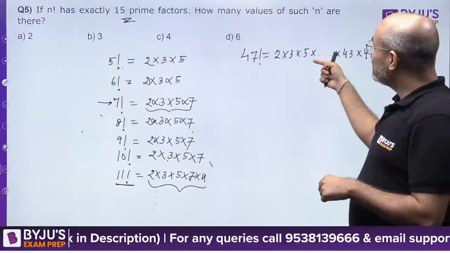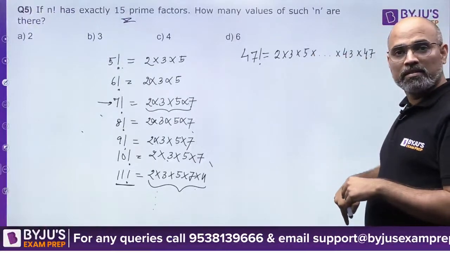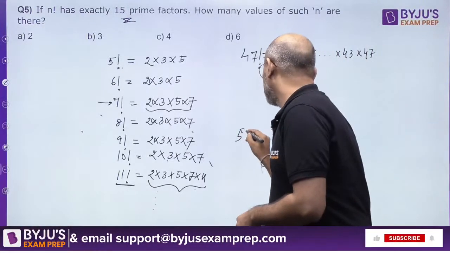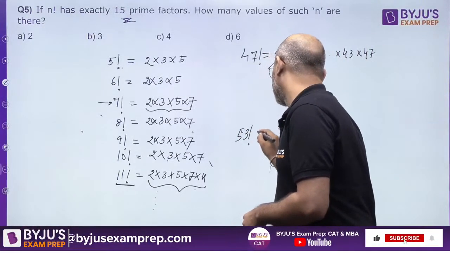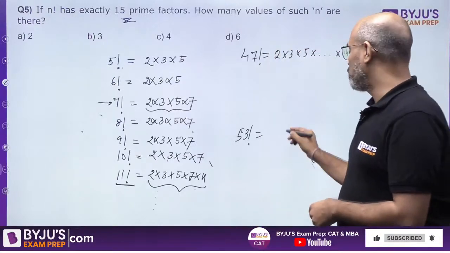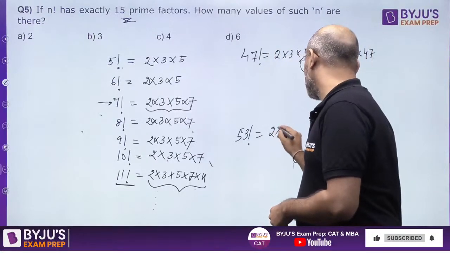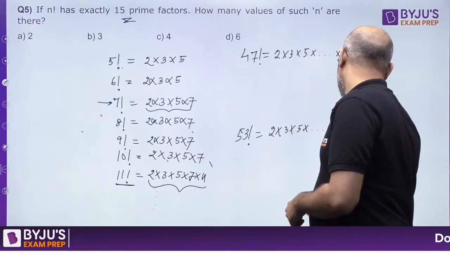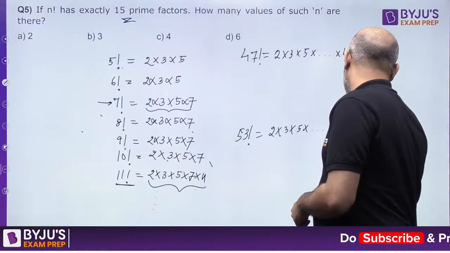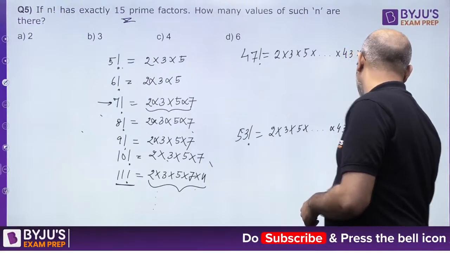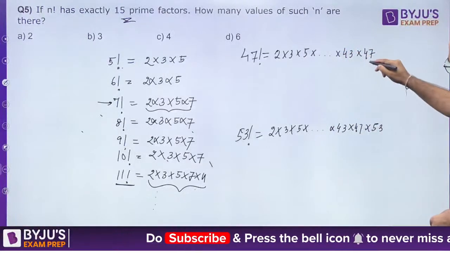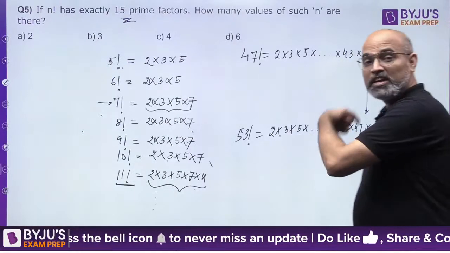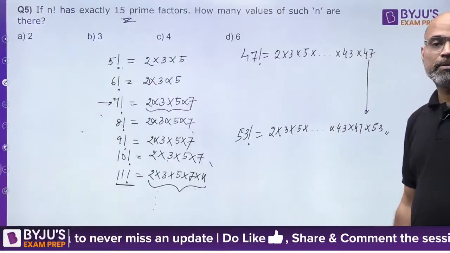Now, when will the number of prime numbers increase? When the next prime number has to be there. So the next prime number after 47 is 53. So the moment I go for 53 factorial, you will have all the previous 15 prime numbers, and with that you will also have one more prime number, which is going to be 53. So the number of prime numbers just increases by 1. So 53 factorial has a total of 16 prime numbers.